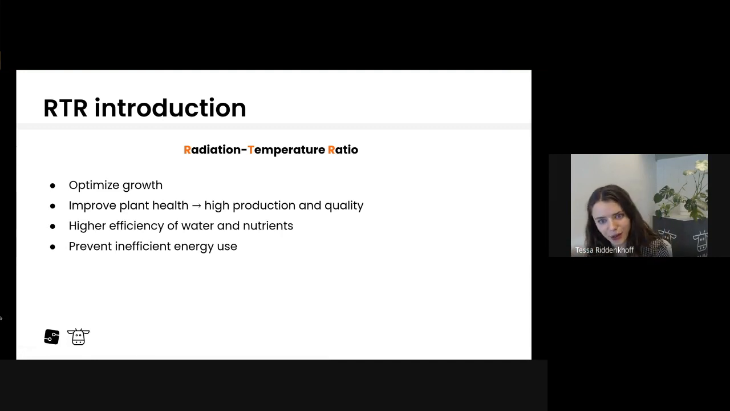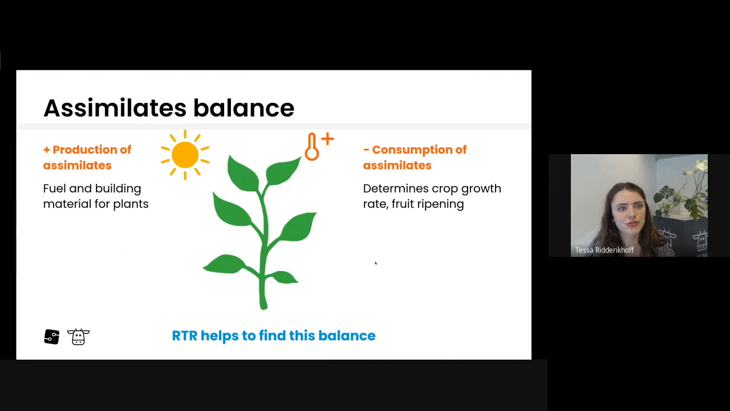as well as leading to healthier plants. What you want is for the production and consumption of the assimilates to be in perfect balance, leading to steady growth and fruit production. But this is, of course, easier said than done. RTR is focused on helping you define and achieve this balance.